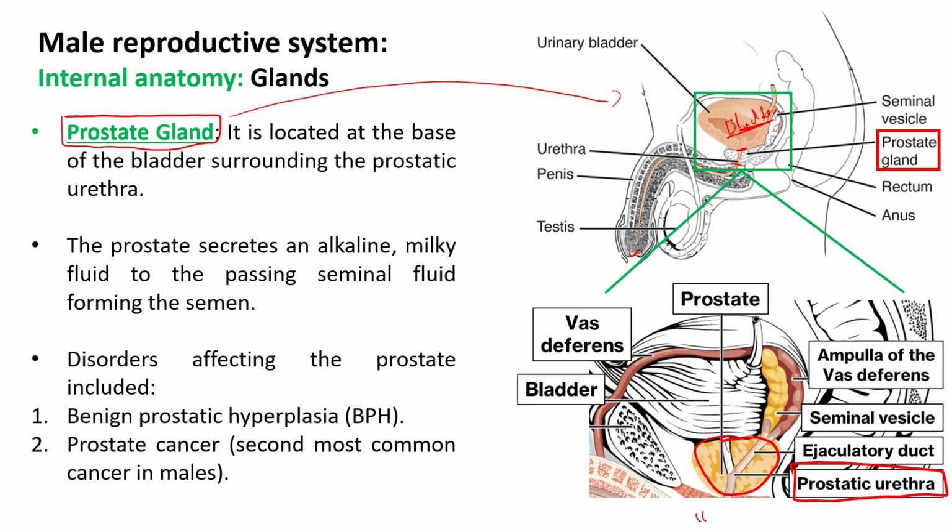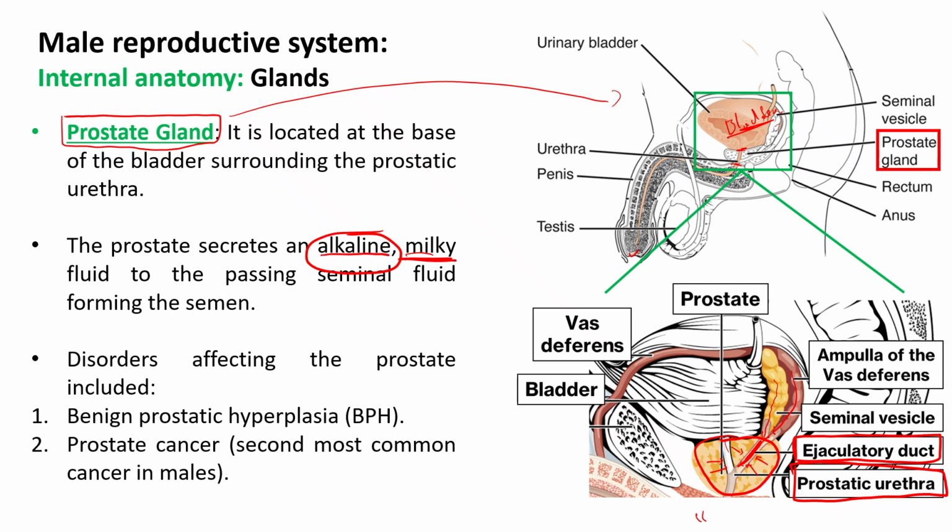Notice also this duct, the ejaculatory duct. This ejaculatory duct is the tubular structure through which the content of the seminal vesicle plus the sperm that comes from the vas deferens mix here and pass through the prostate gland. The prostate gland produces an alkaline fluid, and it's kind of milky in appearance, so it looks kind of white, and that's what gives the color of the semen, this milky appearance.